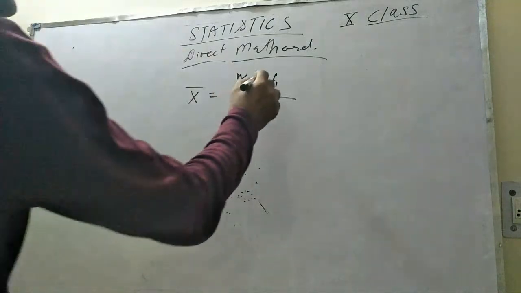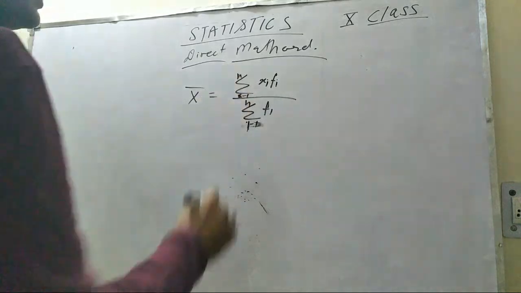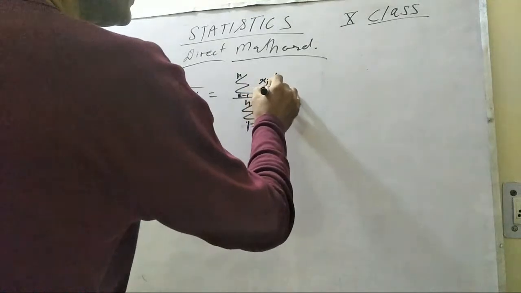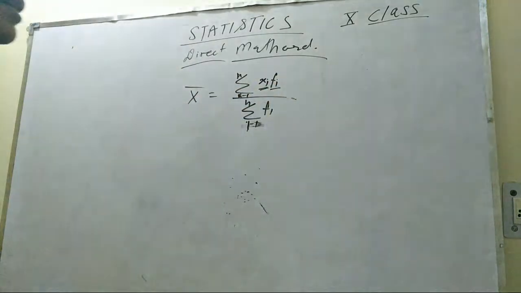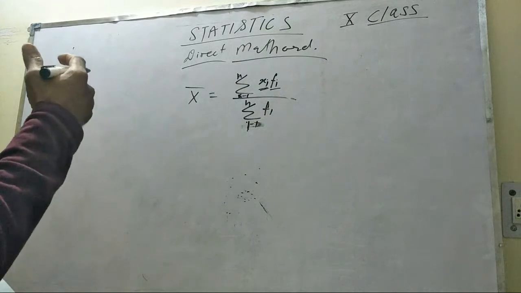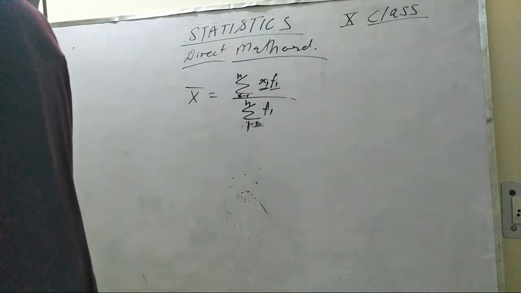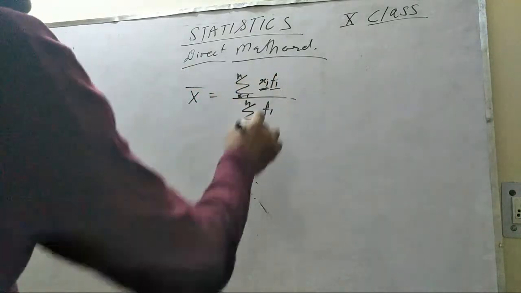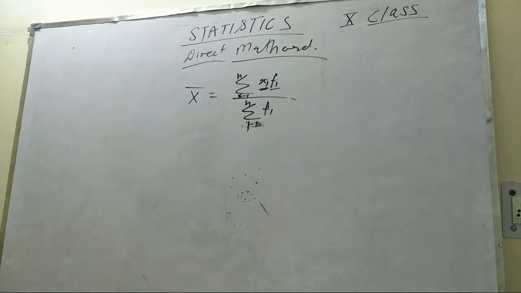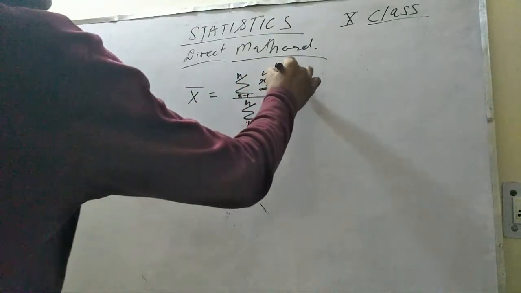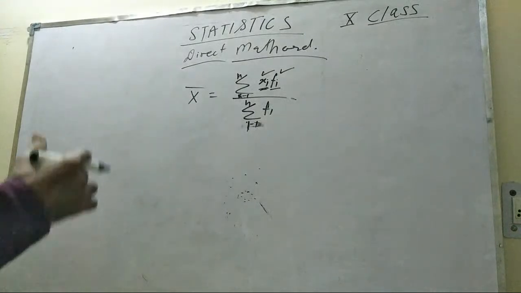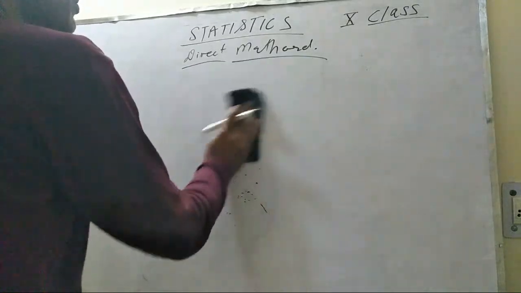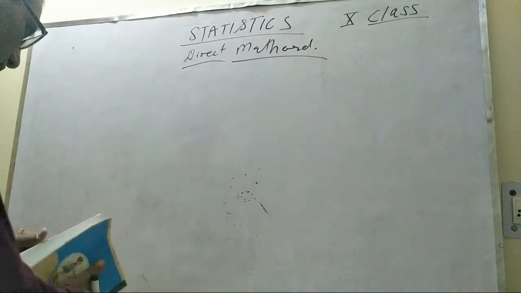The value of i is 1 से लेकर n तक है। इसको हम कहते हैं सिग्मा, and this is the frequency, and these are the class marks. हम क्लास मार्क भी कह सकते हैं इसको, and this is the frequency. First of all, in the direct method we take an example which is also in question number 1 of this first exercise.